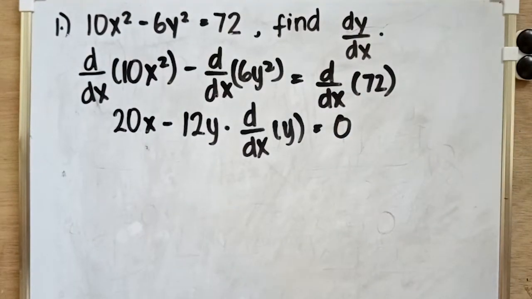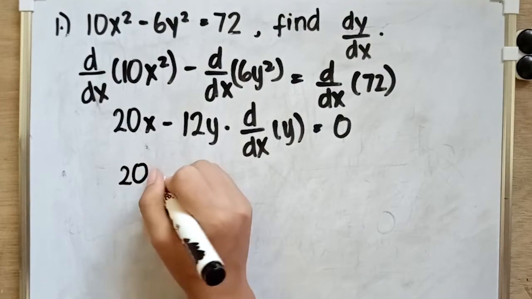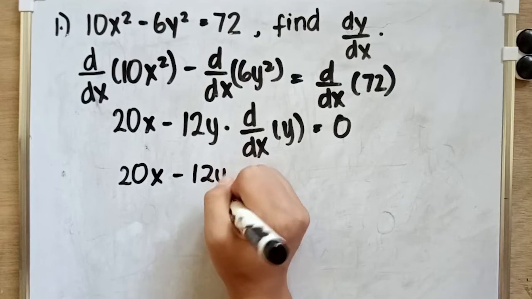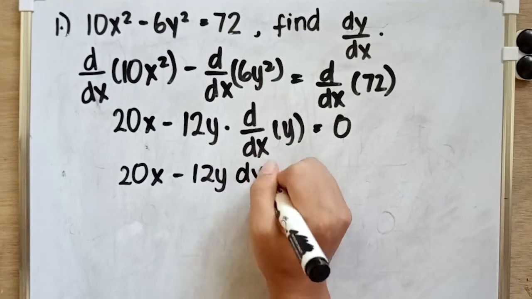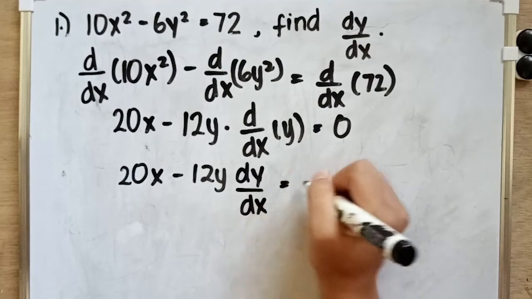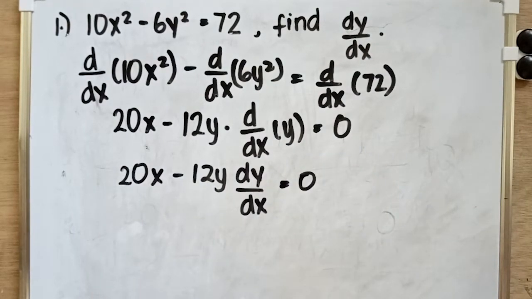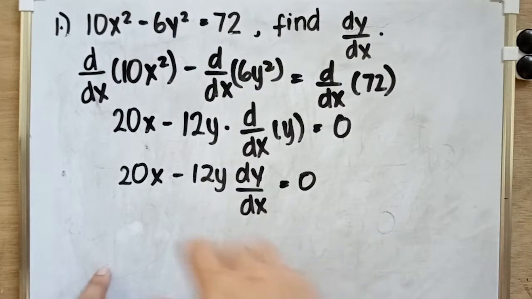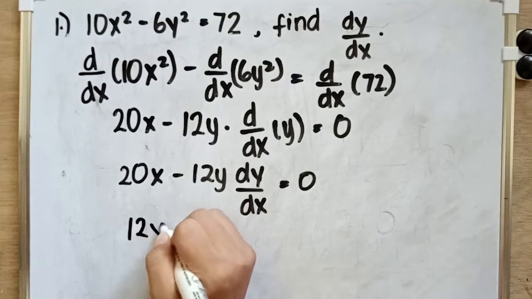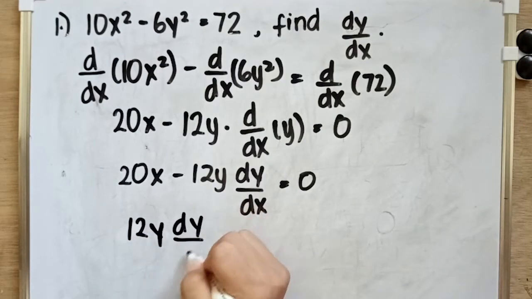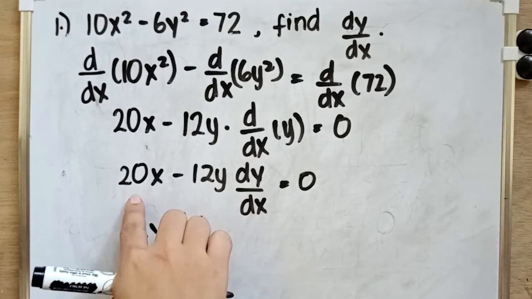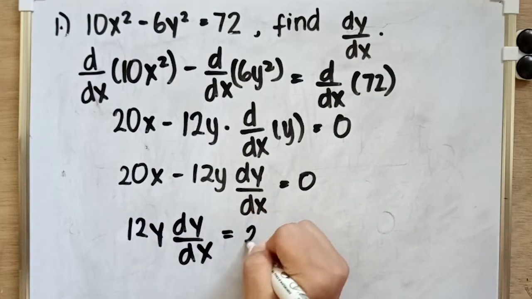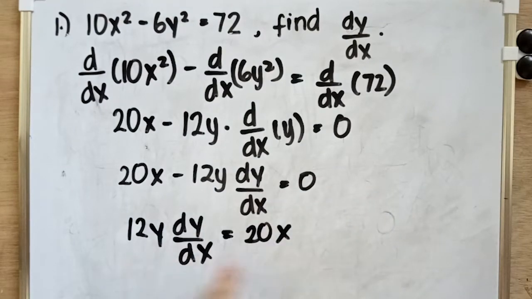Ang sunod natin gagawin is to replace d over dx of y by dy over dx. We get 20x minus 12y dy over dx is equal to 0. Then, isi-simplify na natin ang resulting equation to solve the dy over dx. Transpose 20x to the right side. Then divide both sides by 12y.